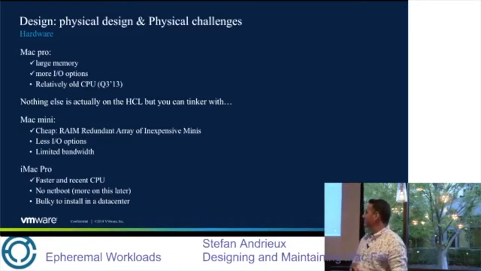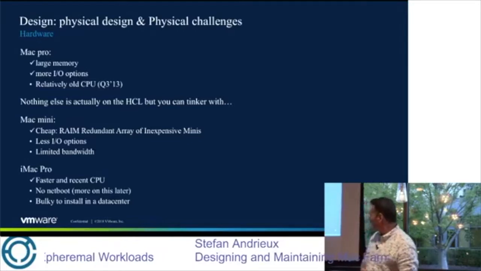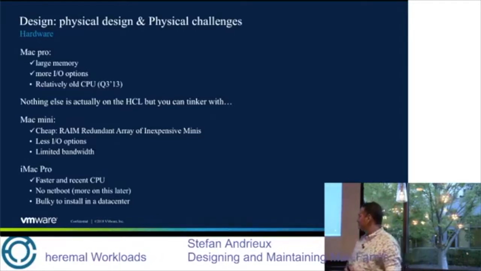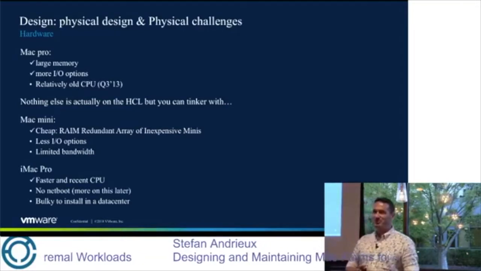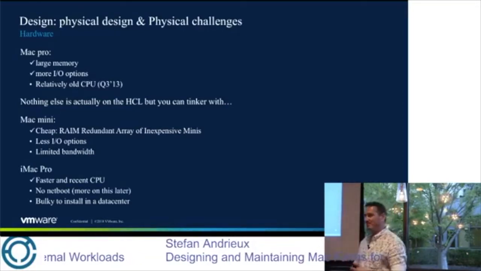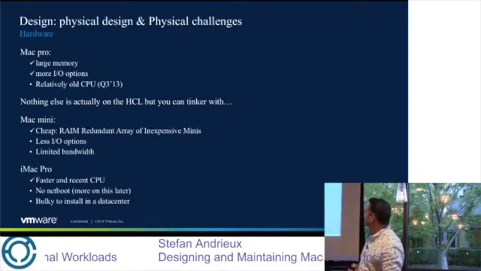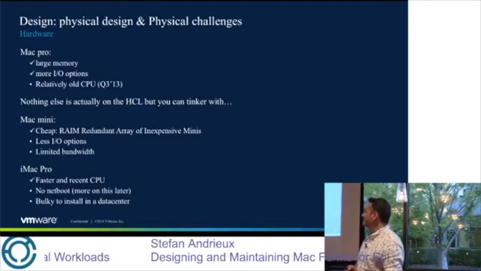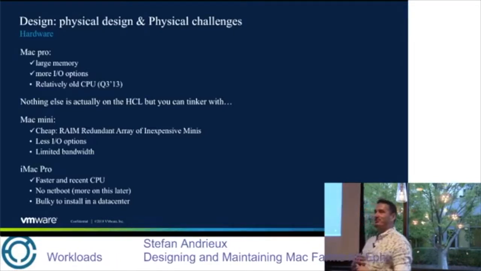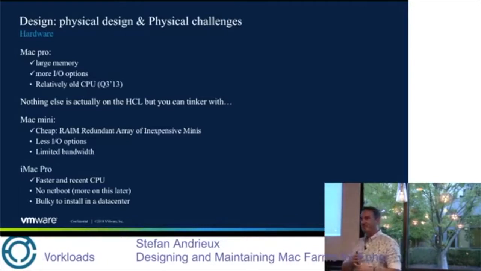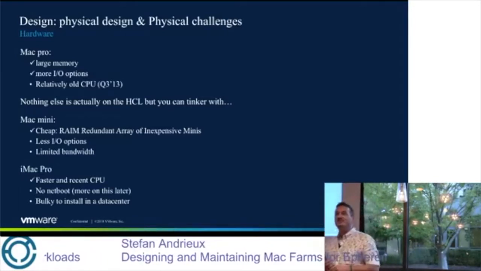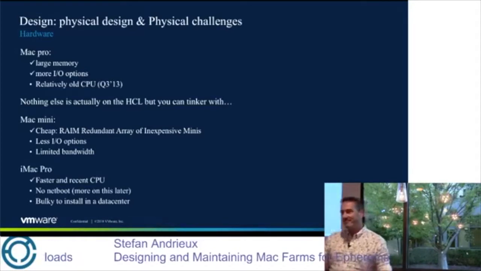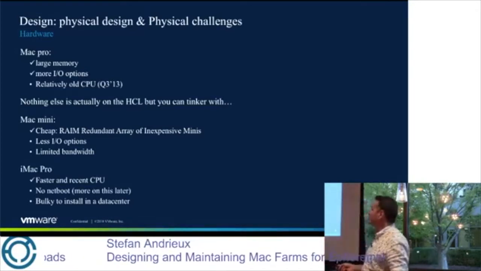Then you get the iMac Pro, which is brilliant, because you get a faster and more recent CPU. Then you get no net boot because of the T2 chip, so thanks to Ryan for that. It's bulky to install, even though I know some people that are pretty good at installing iMac Pro in the data center. And last but not least, ESXi just doesn't run on it.